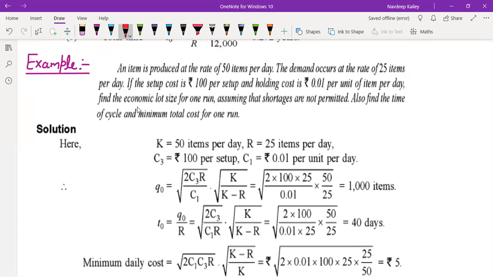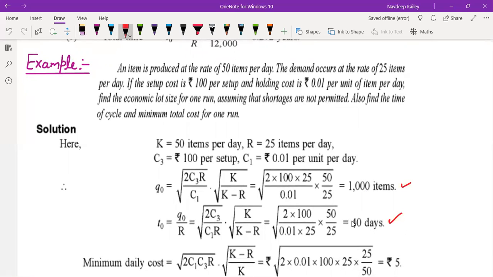Now we have to calculate economic load size, optimal load size. Optimal load size is given by this formula. After putting all the values, the optimal lot size is 1000 items. Also we have to calculate the time of the cycle. The time is given by Q naught upon R. We have already calculated Q naught. We can simply put the value of Q naught and then take the value of capital R. We get total time as 40 days.